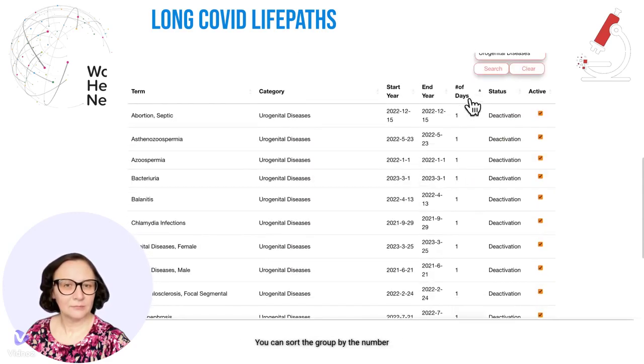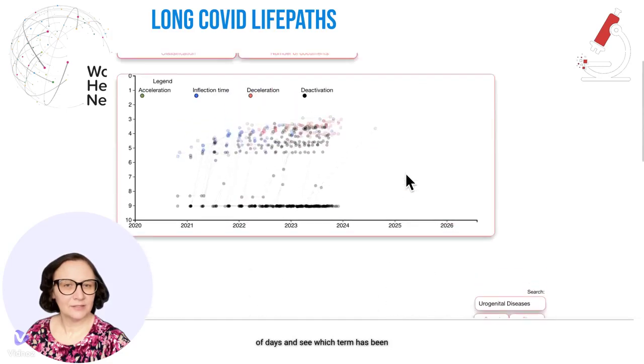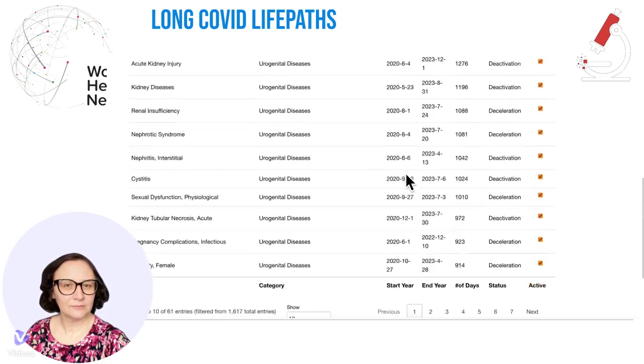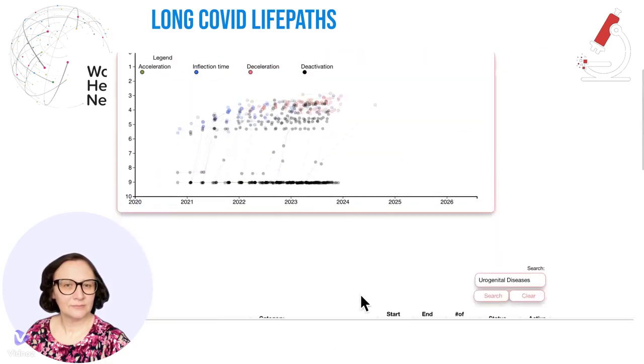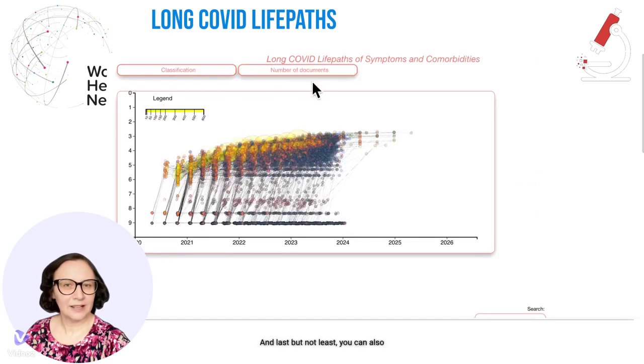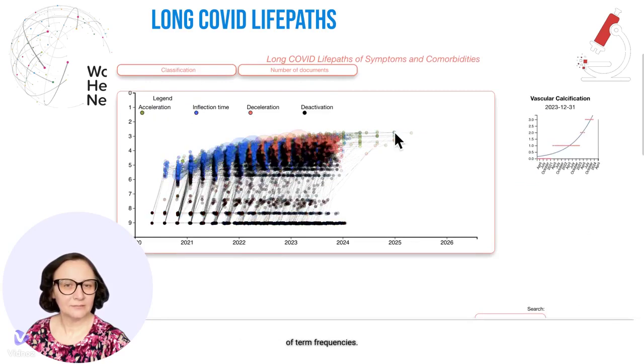You can sort the group by the number of days and see which term has been discussed in the literature the longest. To clear the results, click on the Clear button. And last but not least, you can also switch the color coding and see the distribution of term frequencies.